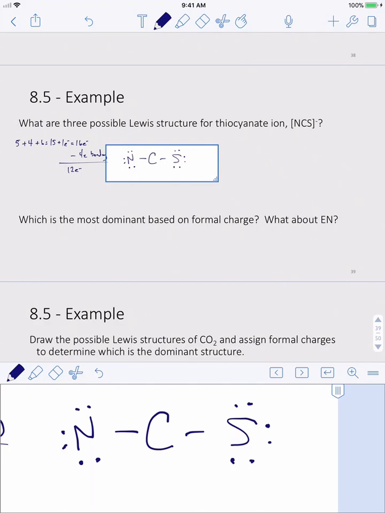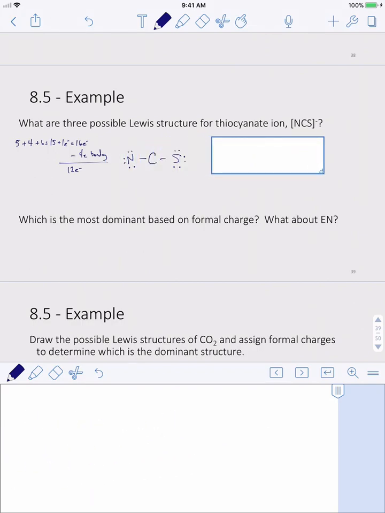So here's where we have a couple options. Let's look and see what those could be. We're going to write them over here. We could take 2 lone pairs from the sulfur and 2 lone pairs from the nitrogen, and we would get a double bond at each, and then 2 lone pairs of electrons on each nitrogen and sulfur.